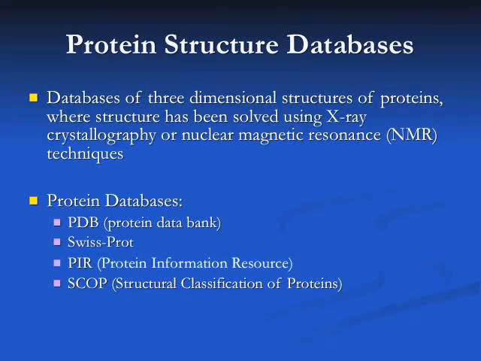As you can see from this slide, databases of three-dimensional structures of proteins have been calculated mostly using either a technique known as X-ray crystallography or what's known as nuclear magnetic resonance or NMR techniques. So basically what has happened over the past couple years is that scientists have been able to elucidate or discover the atom by atom structure of many proteins, and these structures have been uploaded to a wide variety of databases from which you can do protein studies.